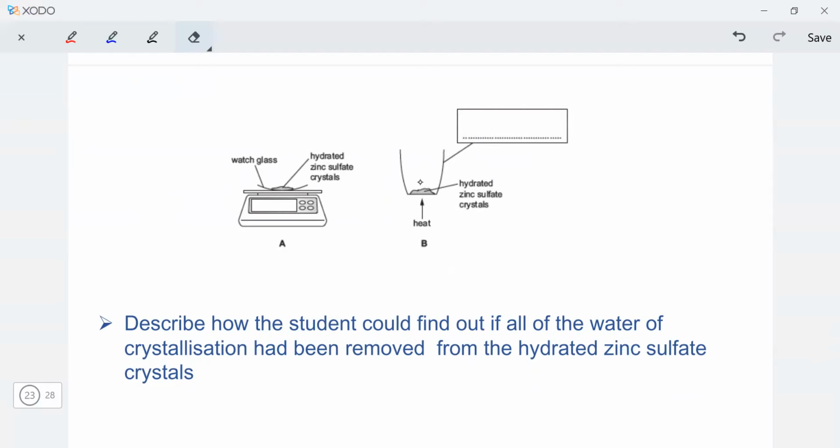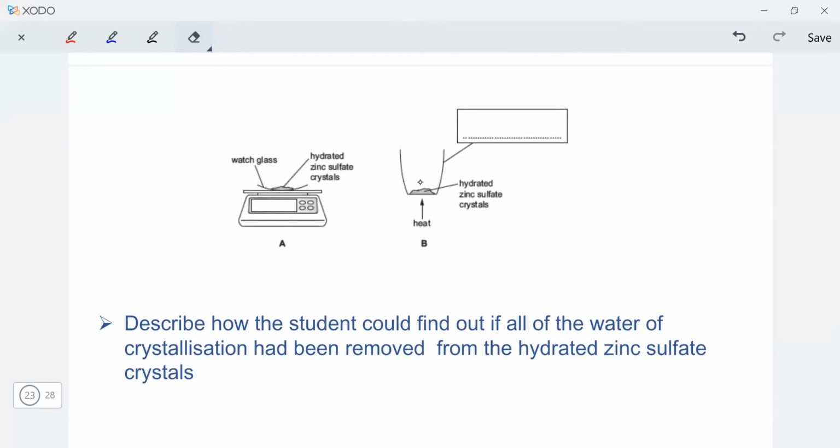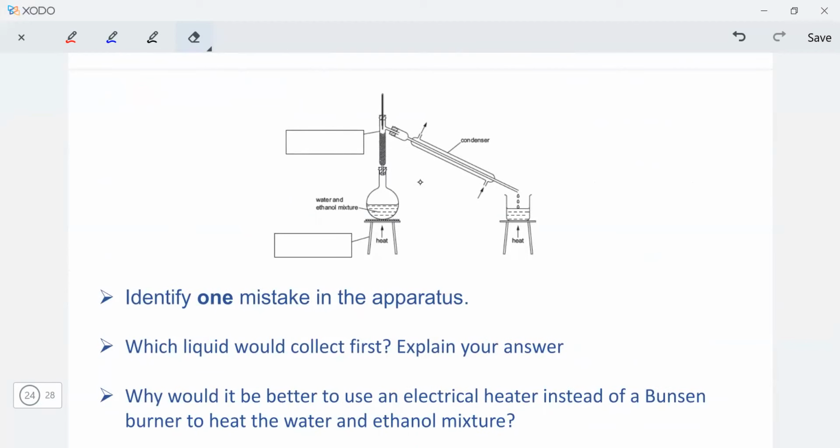Let me tell you that a chemical test for water can be done using anhydrous copper sulfate turning from white to blue, and also anhydrous cobalt chloride turning from blue to pink. So here, how can I make sure that all water has been removed? Again, you have to heat and wait till you have constant mass. This is fractional distillation.